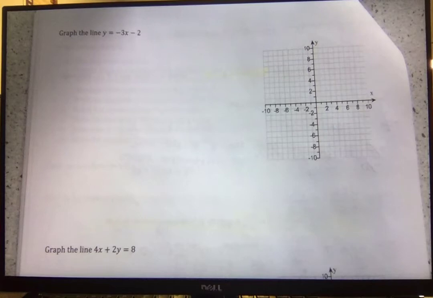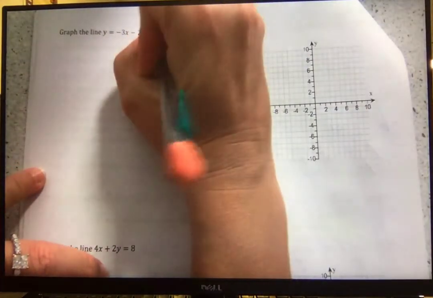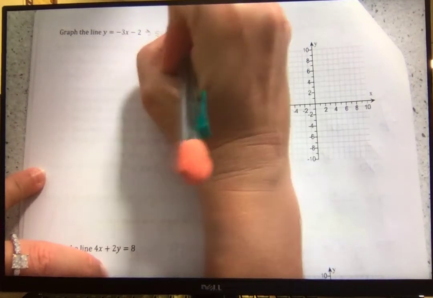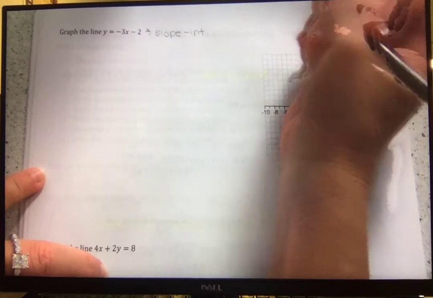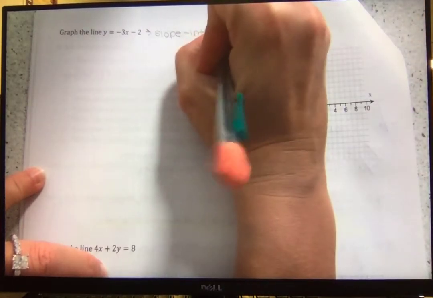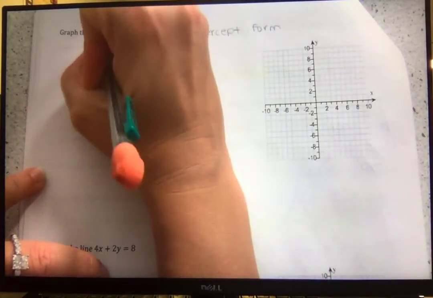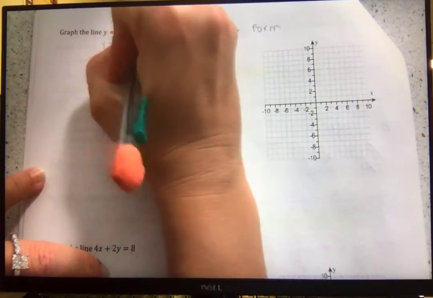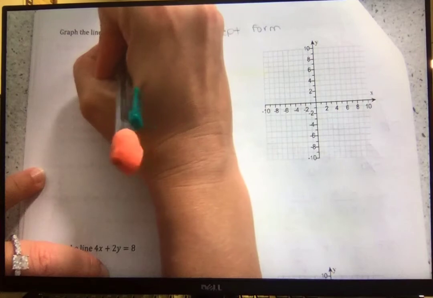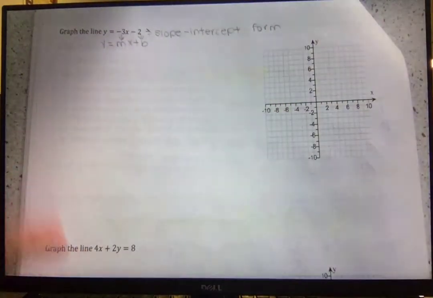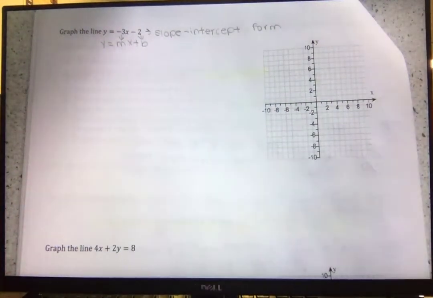So is this in slope-intercept form already? Yeah, so that kind of helps us. This is in slope-intercept form. It asks us to graph the line y equals negative 3x minus 2, which is already in slope-intercept form. So we can easily identify our m value and our b value. So it's already in y equals mx plus b.